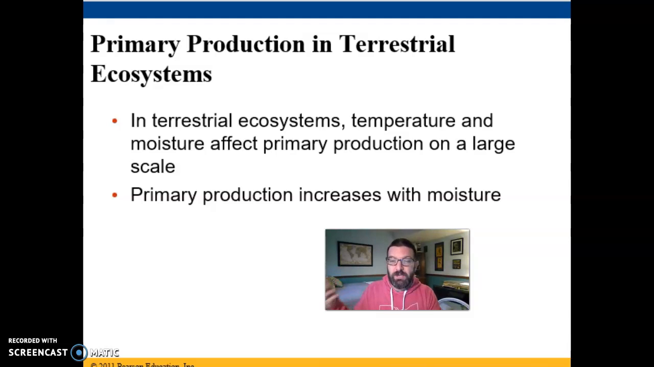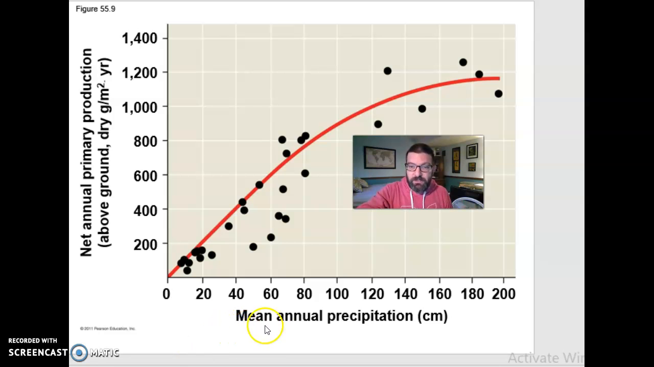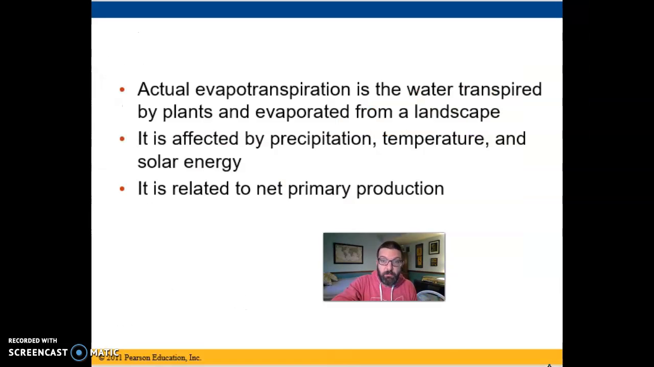As moisture increases, you tend to get more primary production. Obviously, moisture is less of an issue in the ocean or in a lake. But if you look at terrestrial ecosystems, as the mean annual precipitation goes up on this x-axis, the mean annual primary production tends to go up as well until you begin to see sort of diminishing returns here at the top. One way to study this is to look at evapotranspiration, so water transpired by plants that evaporates out from the leaves from a landscape, and this is affected by precipitation, also temperature and solar energy, and it's a kind of a proxy for net primary production.